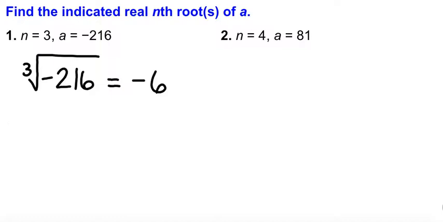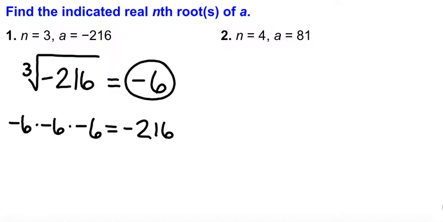Why is that? Well, what is a negative 6 times a negative 6 times a negative 6? Well, that's negative 216. If we didn't include the negative in it, it would not work. So the answer is negative 6.